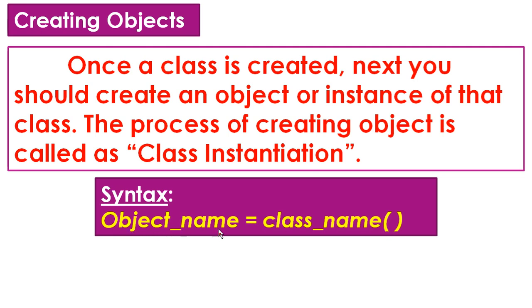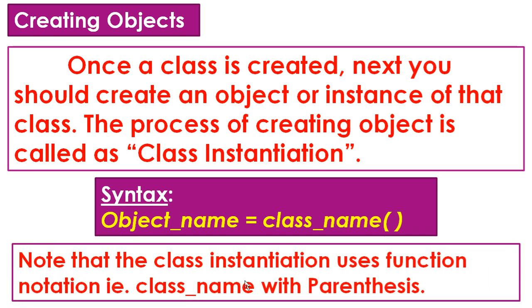Here object name, for example, s, is equal to class name Student(), so s is the object of the student. Note that the class instantiation uses the function notation, that is, class name with parentheses. Here, class name with parentheses, it is like the function notation.